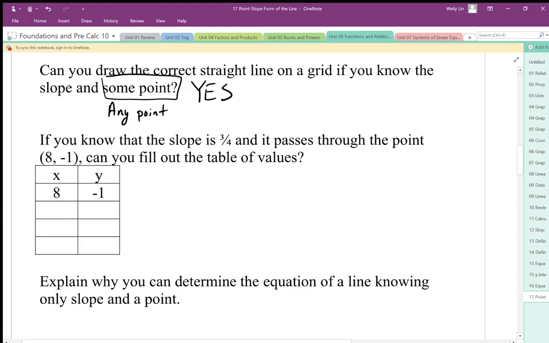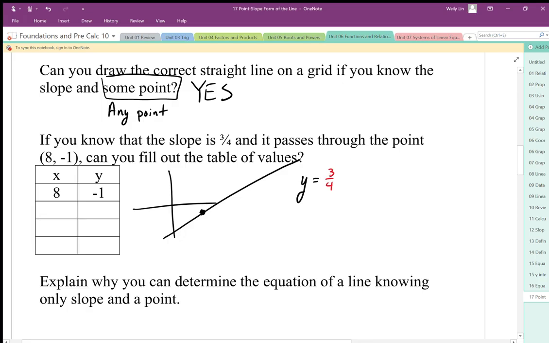So I know that the slope is 3 over 4, and I know the line passes through the coordinate (8, negative 1). If I were to draw that, a point at (8, negative 1) with a slope of 3 over 4, I can draw the correct line. There's a unique line that goes through that point with that slope. I can find the y equals mx plus b, or I can find the point-slope form of the equation.